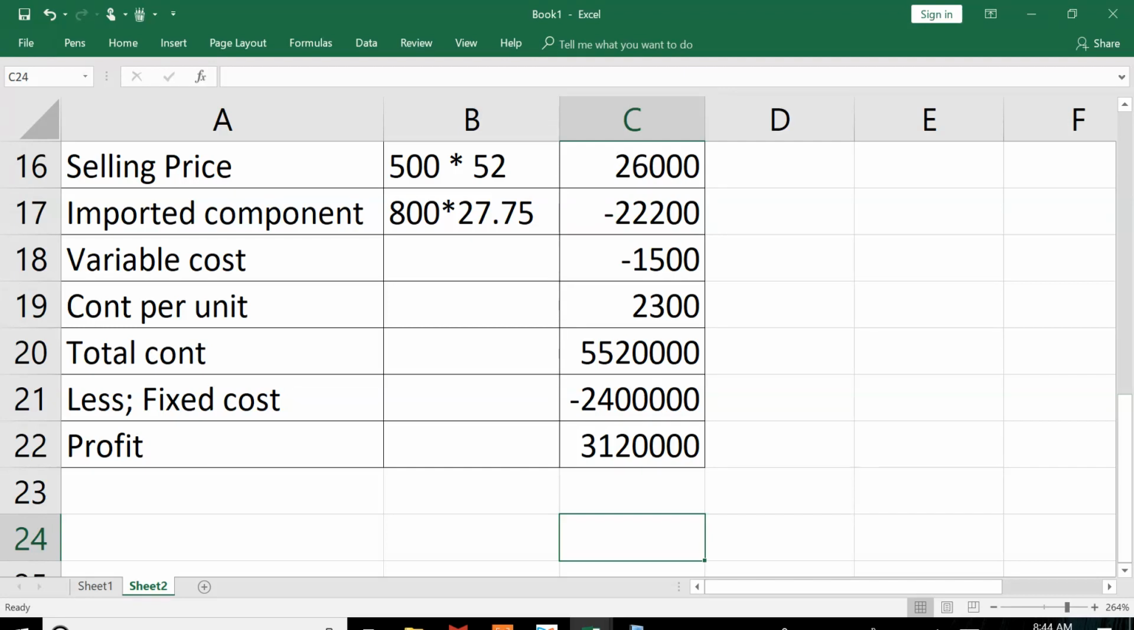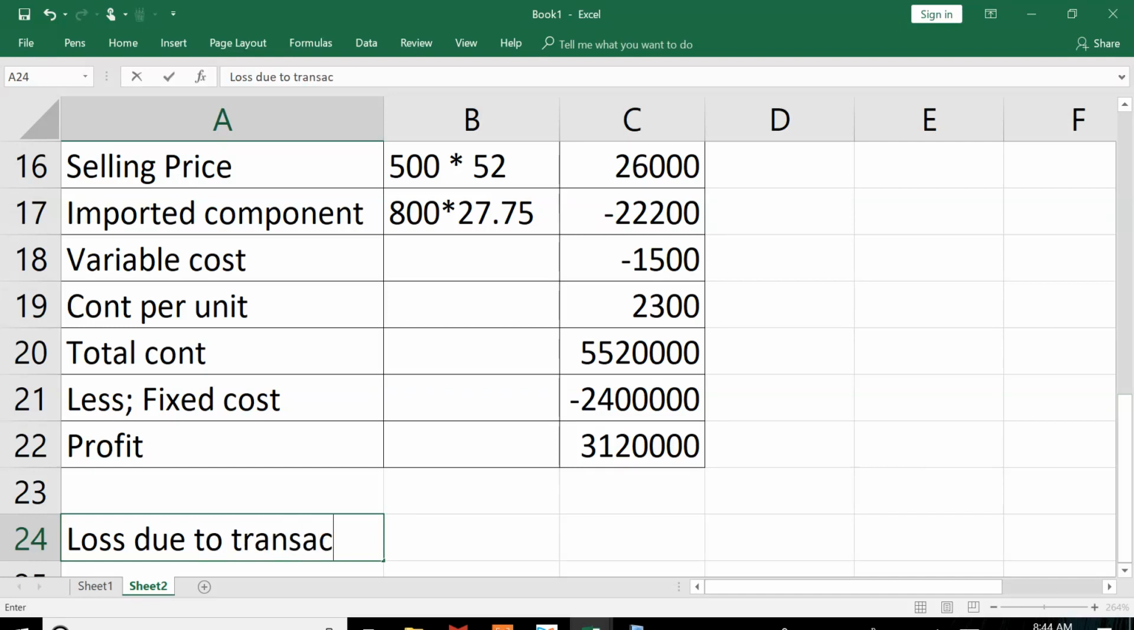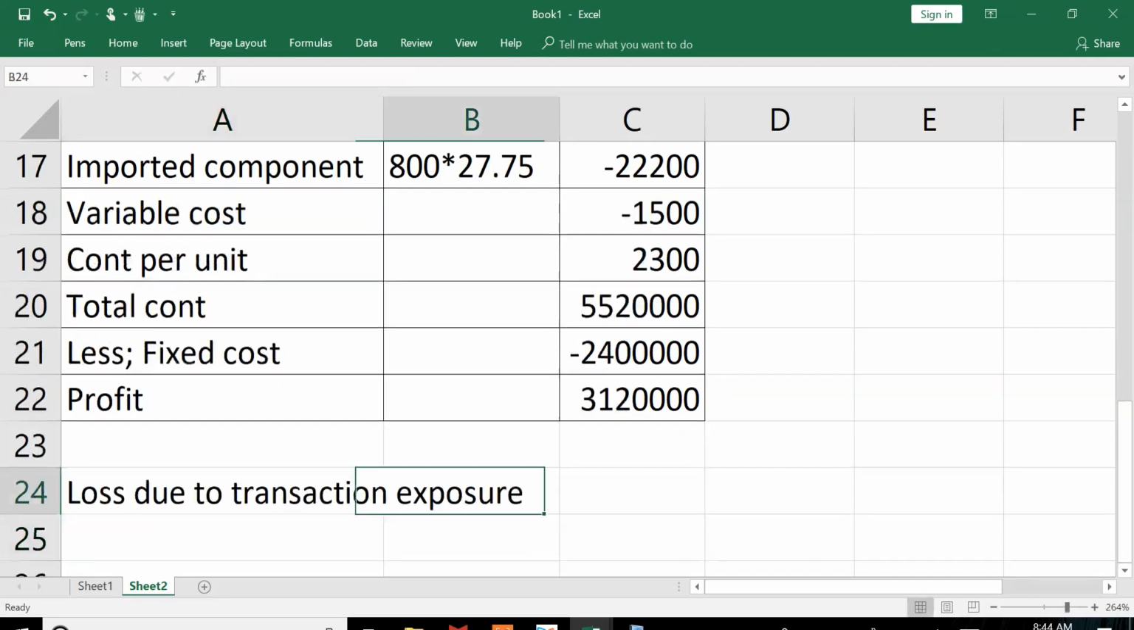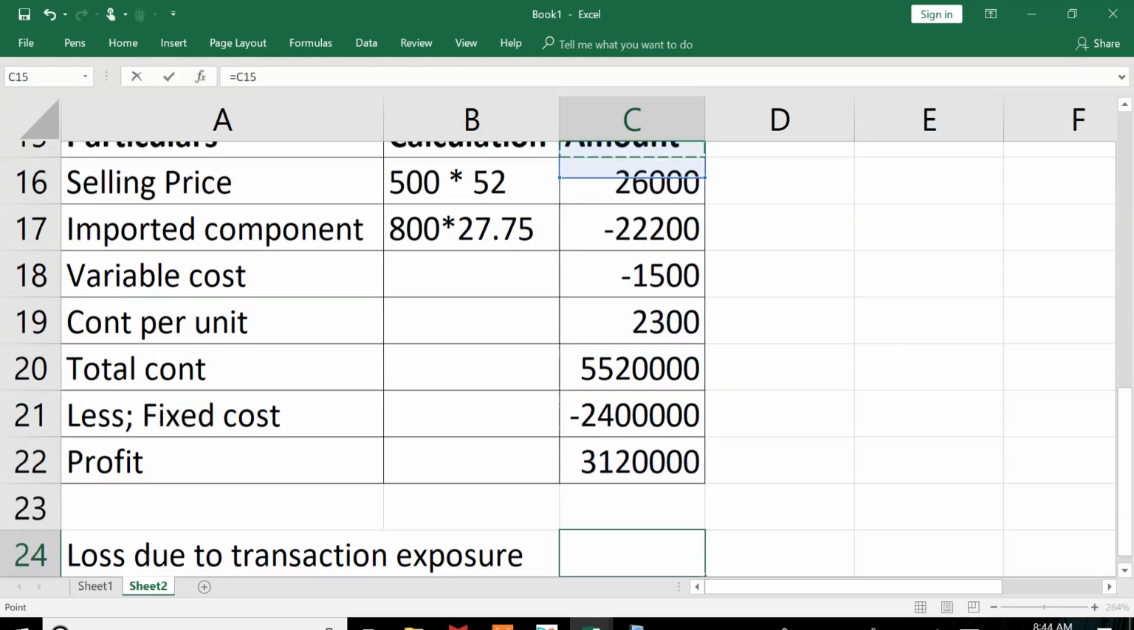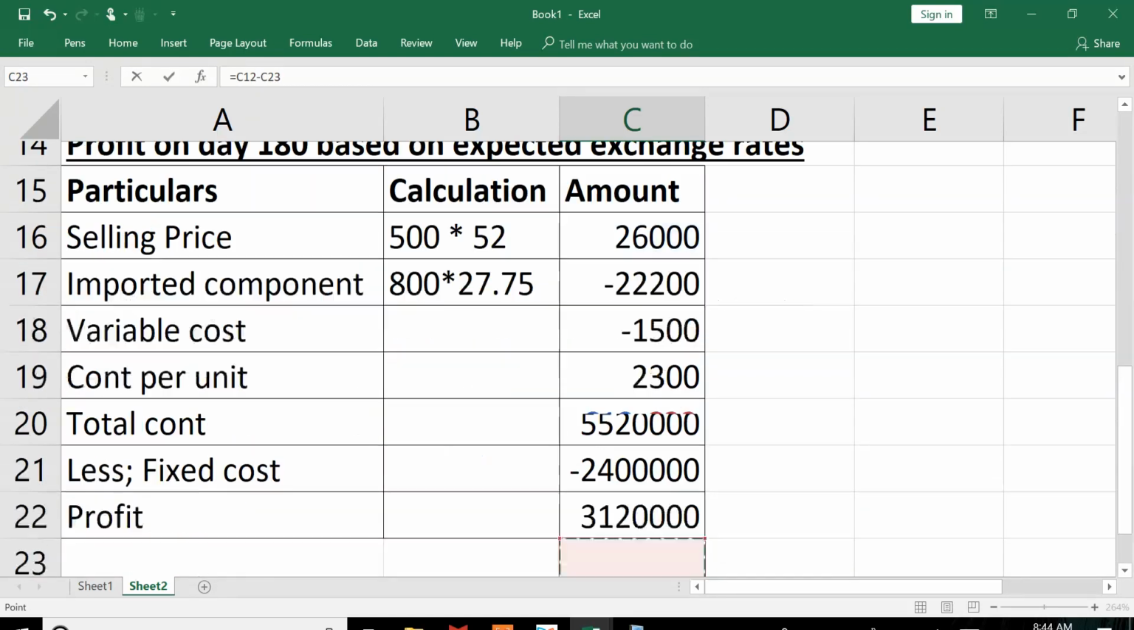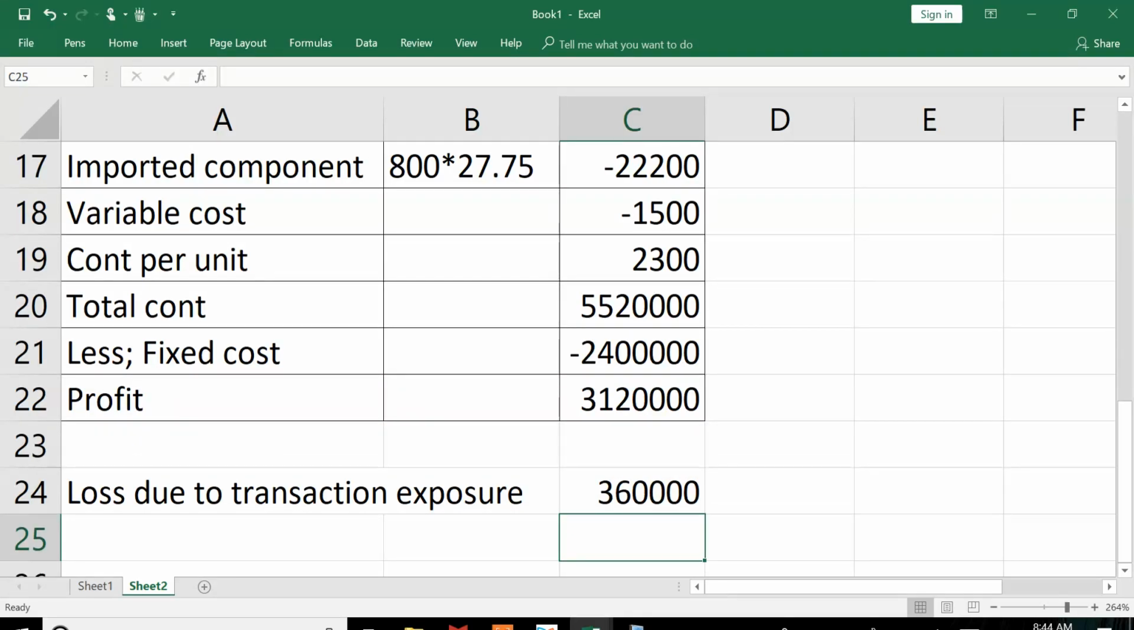Any doubts on this? 31,20,000. Now below that you can write loss due to transaction exposure. 34,80,000 minus 31,20,000. This is the amount of loss for part 1 of the question. 3,60,000 of loss is going to happen.